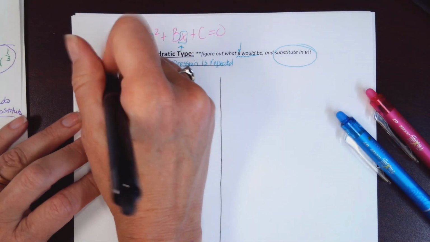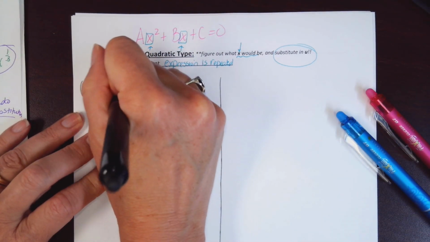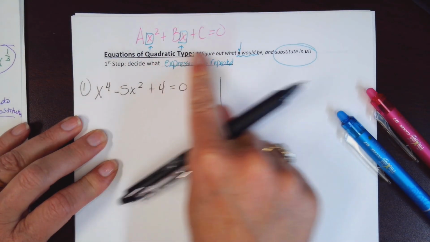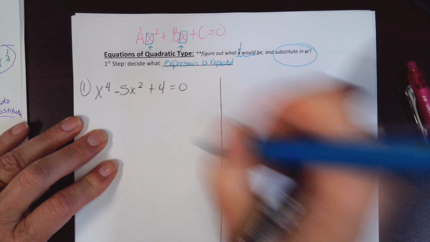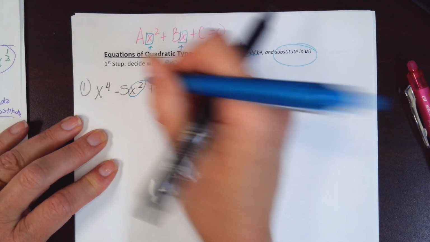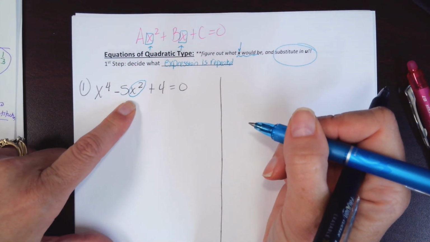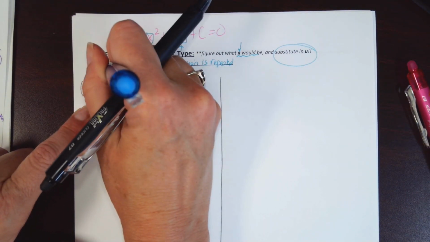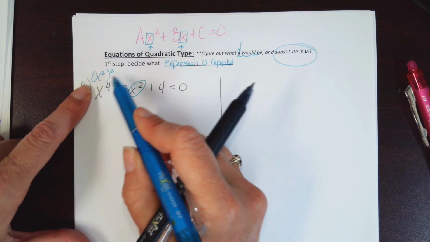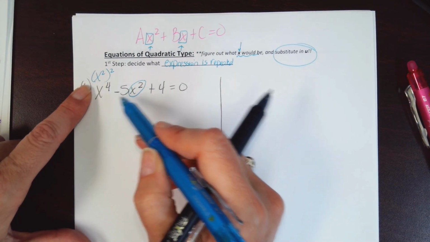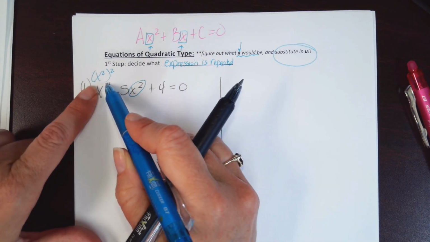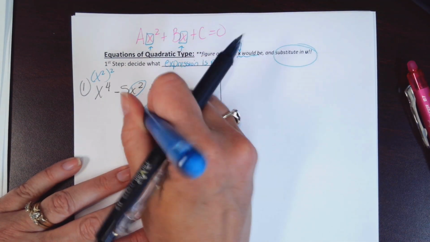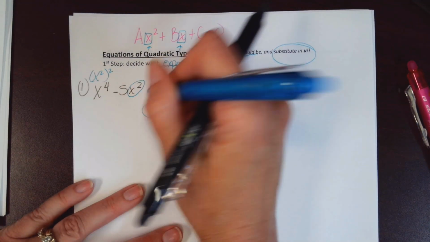For example, if I have x to the 4th minus 5x squared plus 4 equals 0, I've got this quadratic form. Right here I have an expression that is repeated and squared, because x to the 4th is x squared to the 2nd power. So I have something, and then I have that something squared. That's my substitution. I'm going to rewrite my equation using that substitution.